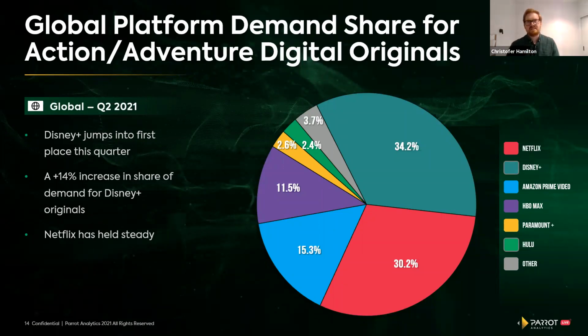What does this mean? This means that Disney's growing demand share has really come at the expense of HBO Max and Paramount Plus in the action adventure space. Why is this? In the action adventure genre, particularly, HBO Max and Paramount Plus are relying on two major franchises. Of course, HBO Max has the DC Universe shows, think Titans, Doom Patrol, Swamp Thing. Paramount Plus, of course, that's Star Trek. And there were no new premieres in these franchises in Q2. So you really see their demand share taking a hit because of that.